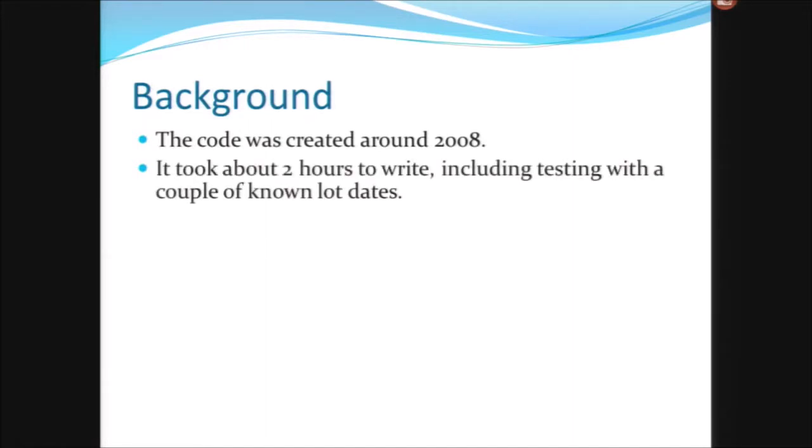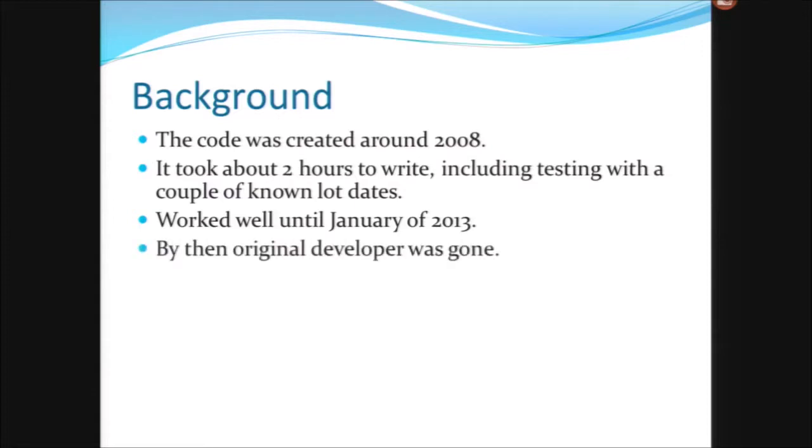All right. So the background, the code was created around 2008. It took about 2 hours to write. We're guessing this because the guy is no longer working with them. And we assume that it also included some testing with a couple of known lot dates. It worked well until January of 2013, or to be more specific, they didn't realize there was a problem until January 2013. By then, the original developer was gone.